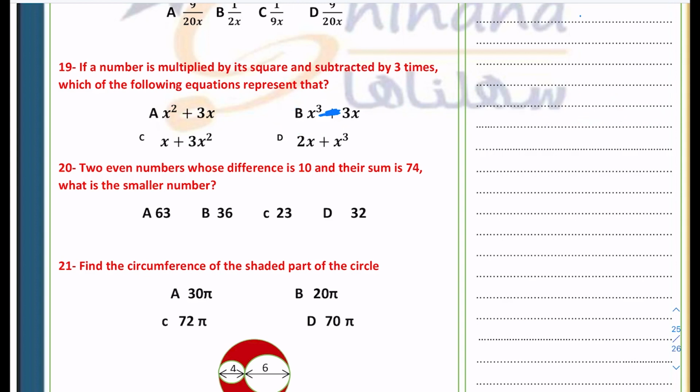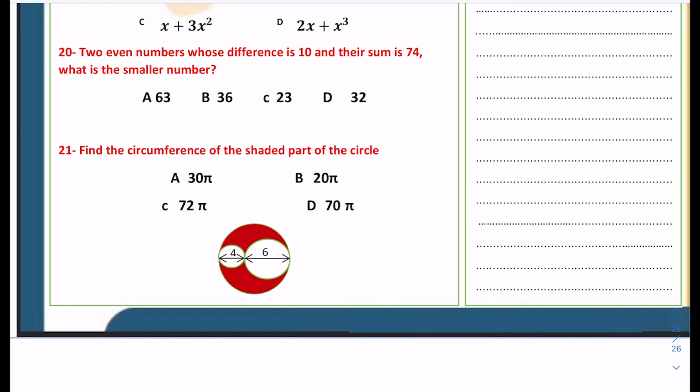Next question. Two even numbers, the difference is 10 and their sum is 74. What is the smallest number? Their sum is 74 and the difference is 10. Okay? What is the least number? 63 is odd, out. 23 is odd, out. Now 32 and 10 will be 42.